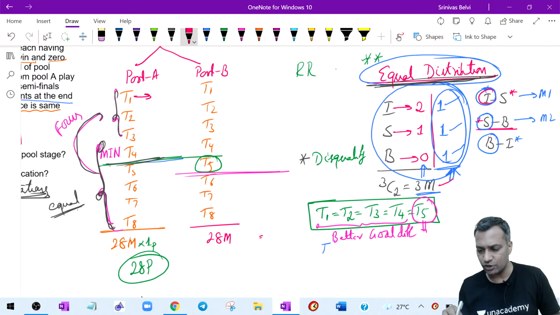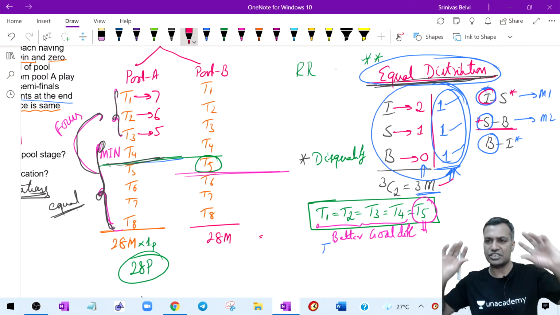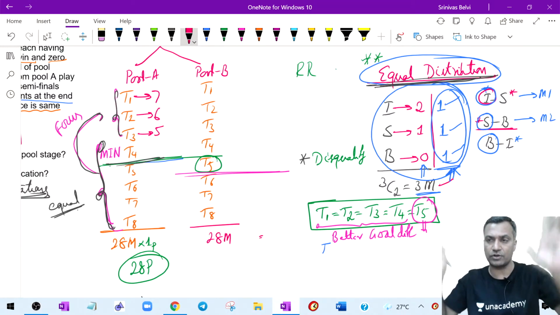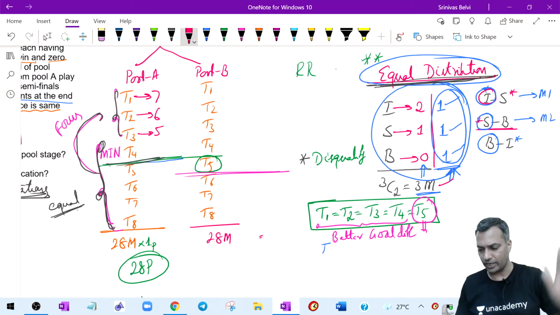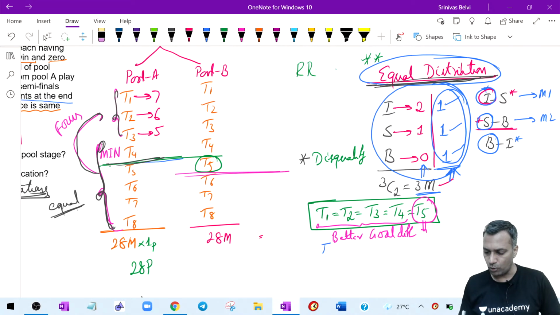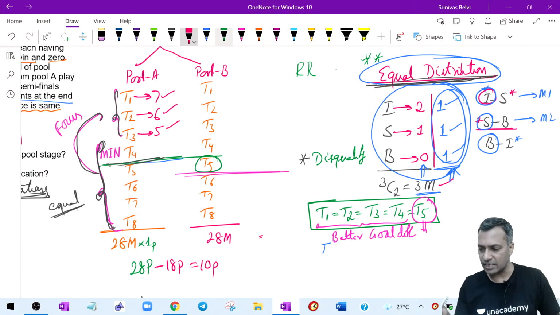What is the ideal scenario? They can win 7 matches, they can win 6 matches, they can win 5 matches. Give their best for the top 3 teams. So when I give their best, out of 28 points, 7 plus 6 plus 5, I removed 18 points, and hence I'm left with 10 points. Take these 10 points, simply divide among the bottom 5 teams. 1, 2, 3, 4, 5.